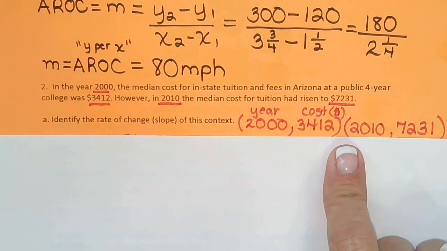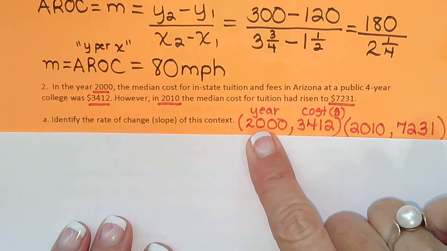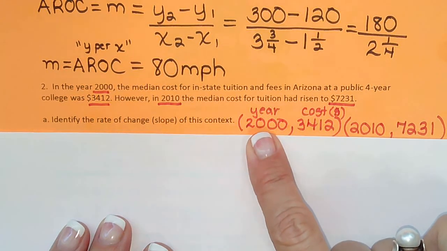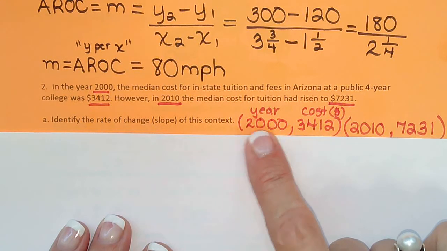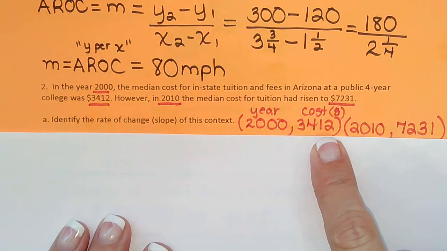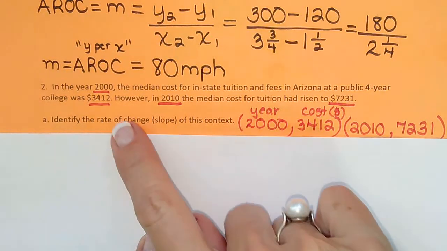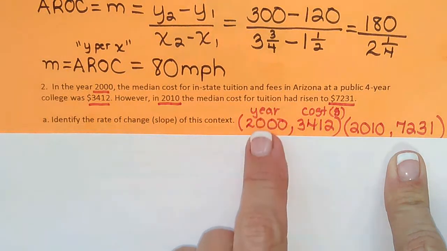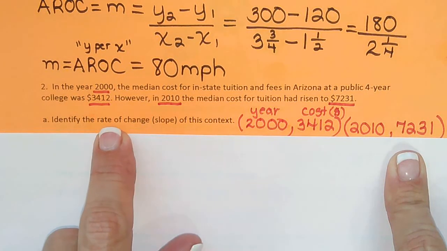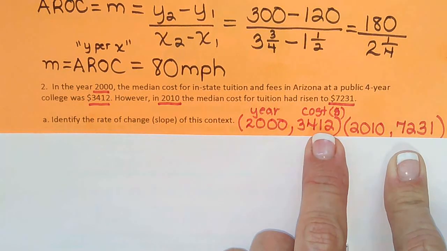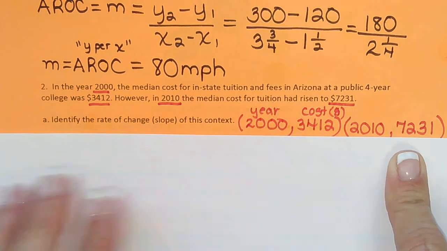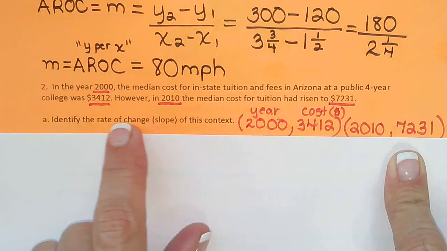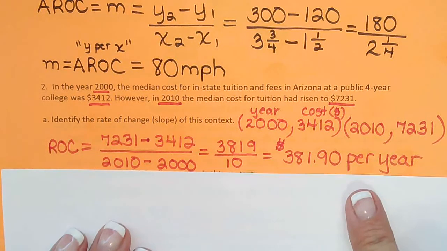So you should never get confused about order. Time is x, unless, there might be a rare case when it's not, but 99% of the time is x. So then whatever else is listed there is y. Notice I wrote both my order pairs and I labeled them. So the x is year, because if they want rate of change, don't I need the y per x? Yep. And this is the cost in dollars. So the year, the cost in dollars. So the minute I see rate of change or slope, I go into my formula.